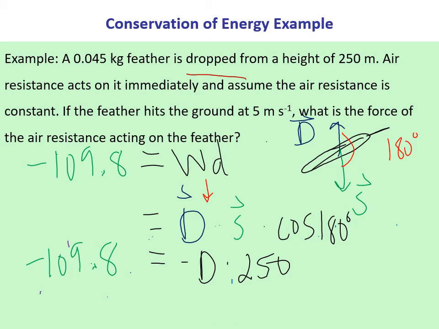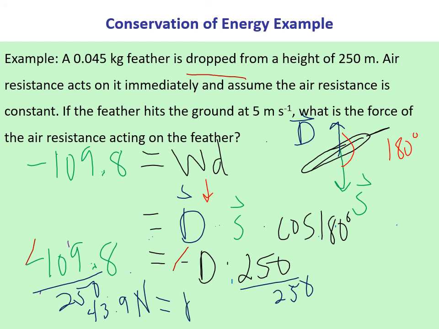And so now I can get the drag force, the negative signs cancel. 109.8 divided by 250 tells me the drag force. I will divide by 250 on both sides. My negatives again canceled, and the drag force is equal to 43.9 newtons. 43.9 newtons is equal to the drag force, or is equal to air resistance.